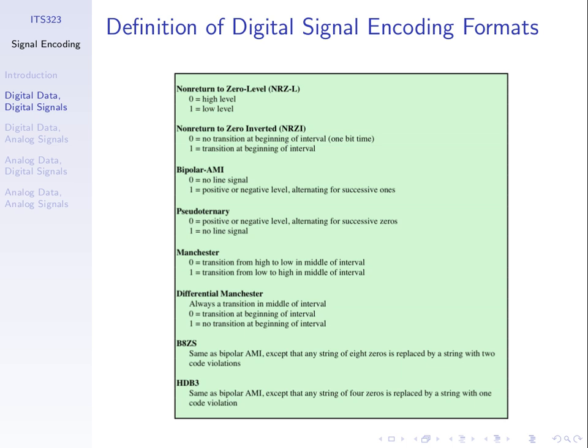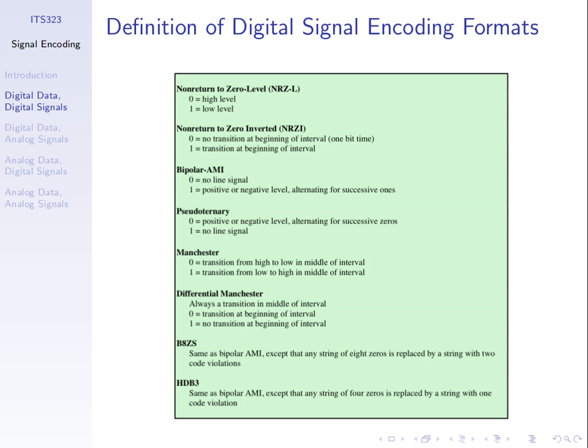So the first one we send may be a negative voltage. The next time we send a bit one, we'll send a positive voltage. Then negative, positive, negative, and so on. Zero, always send, it says here, no line signal, that is 0 volts. Let's try. Bit zero, here's 0 volts, the dashed line. Bit zero needs to be transmitted. Transmit at 0 volts, that is, there's no line signal there.